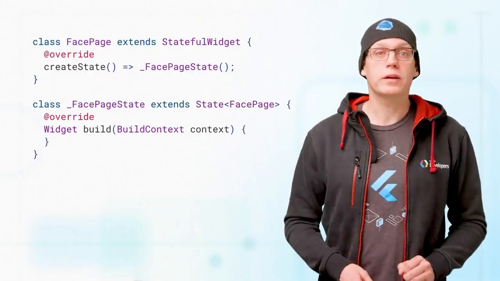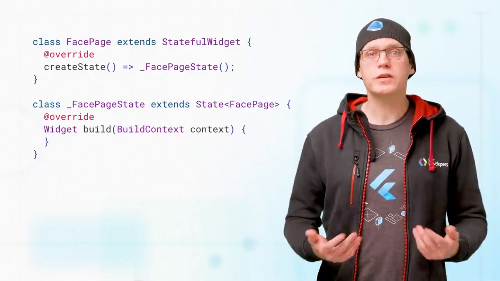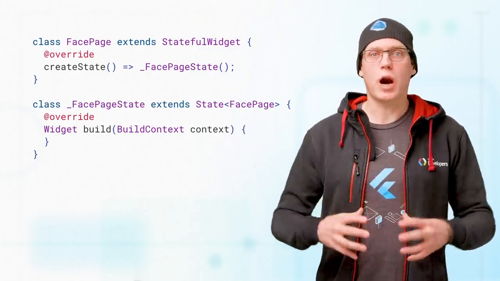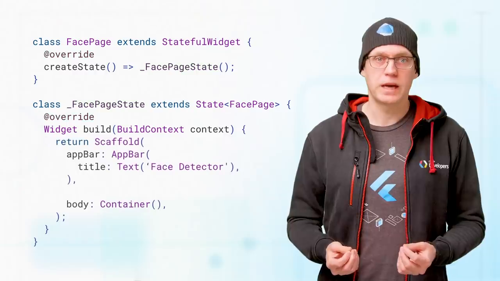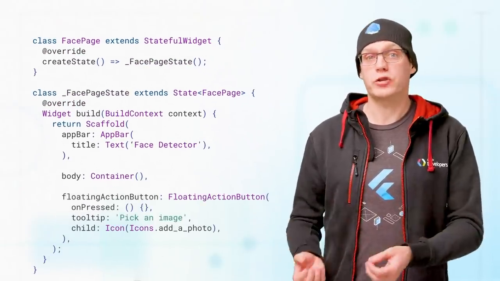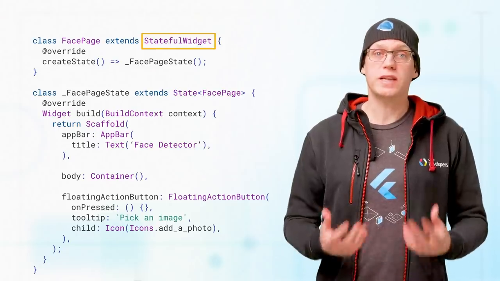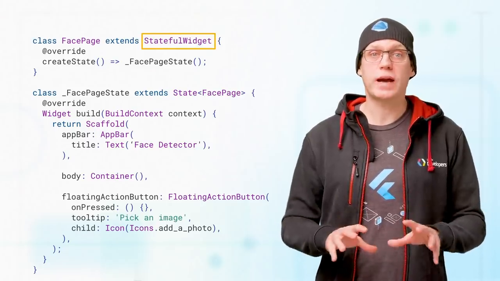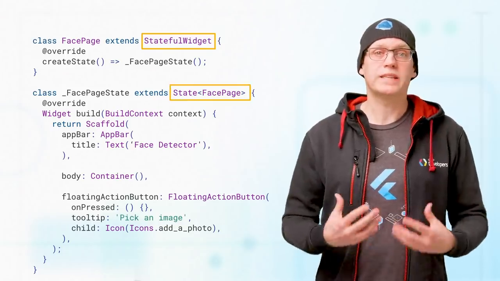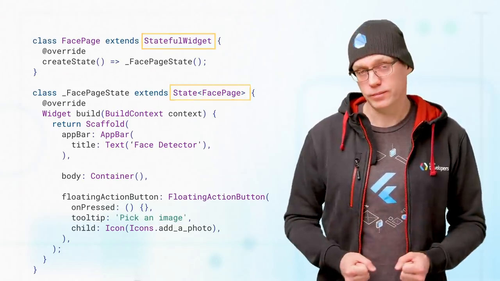Right, now that configuration is out of the way, on to building our face detection app. First things first, we're going to need our basic app structure. Let's begin by creating a basic scaffold with a floating action button. We're using a stateful widget as we're going to need to track the selected image and any faces detected. We'll add state as we work through the code.